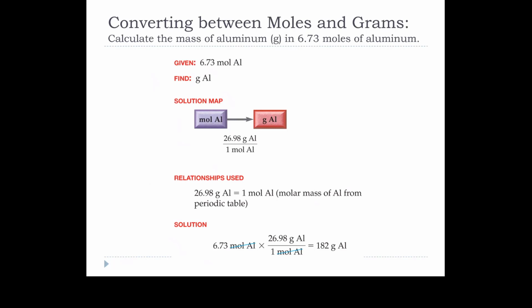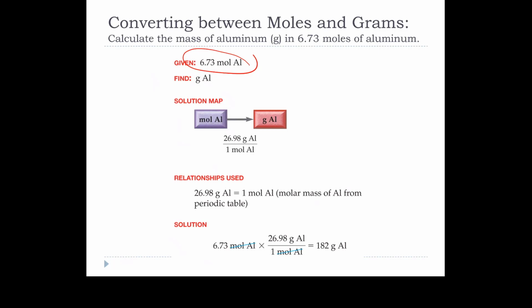We can take it the other direction. We can start with moles and go to grams. 6.73 moles of aluminum. We want to know how many grams that is. We need the relationship between grams and moles. That relationship comes from the periodic table. I'm going to say that 1,000 times before the day's over. The relationship between grams and moles comes from the periodic table.